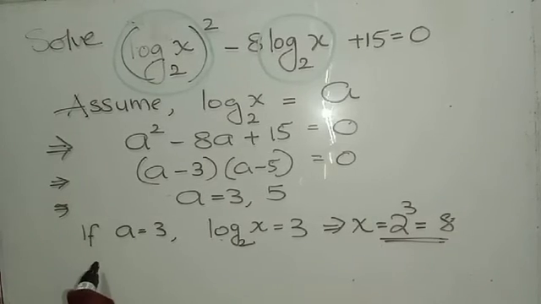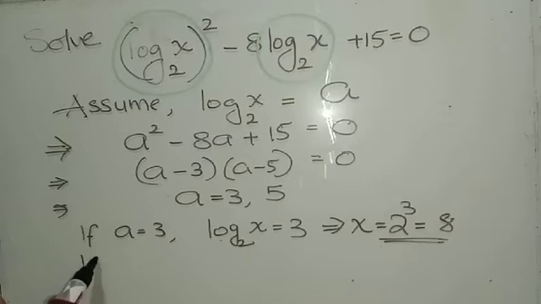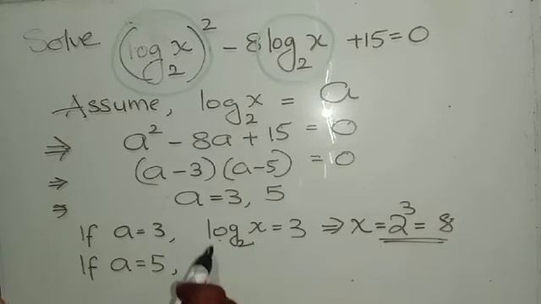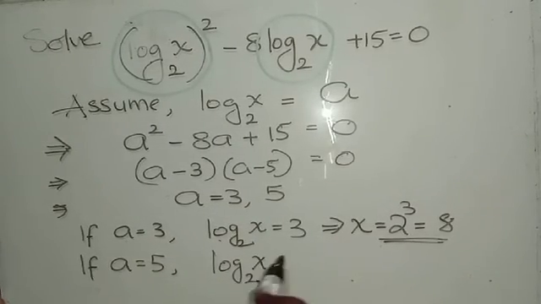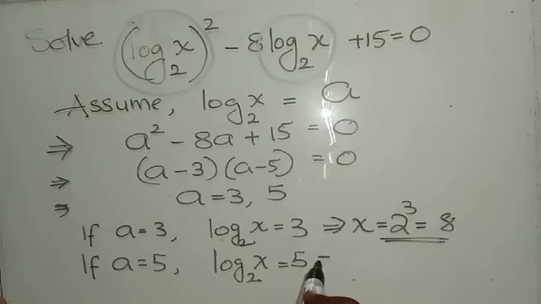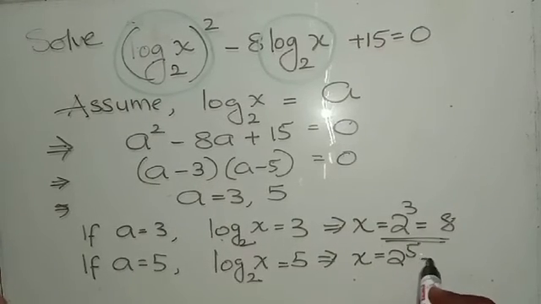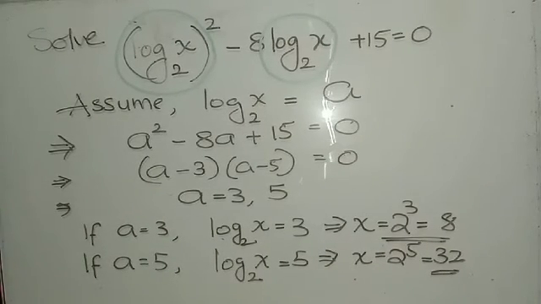So the first value of x is 8, and if a is equal to 5, we get log x base 2 as 5. It implies x is equal to 2 raised to 5, which is equal to 32. So we get two values for x. Okay, and we have to check the solutions.